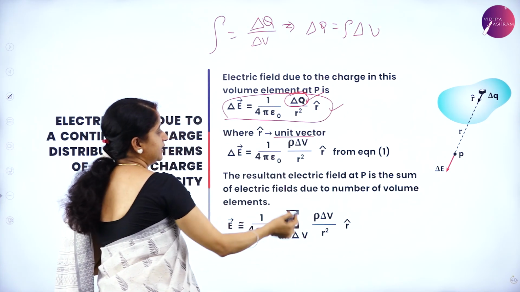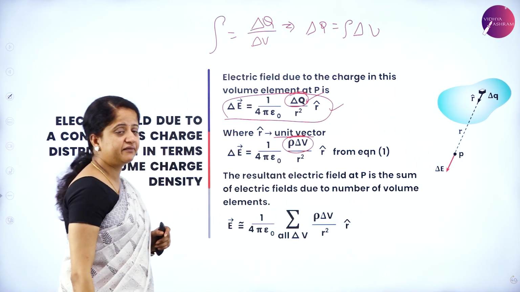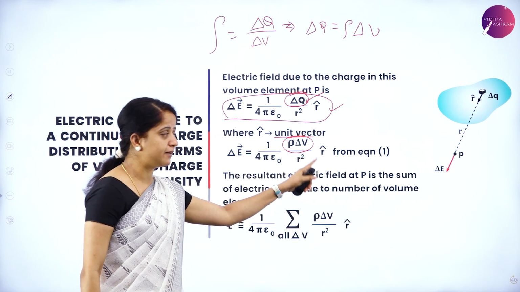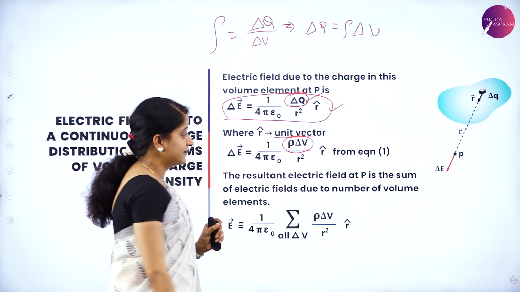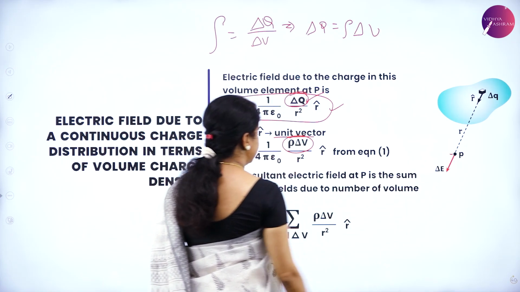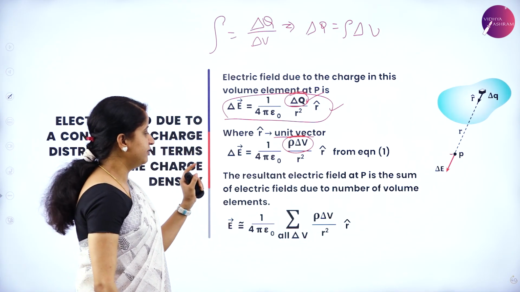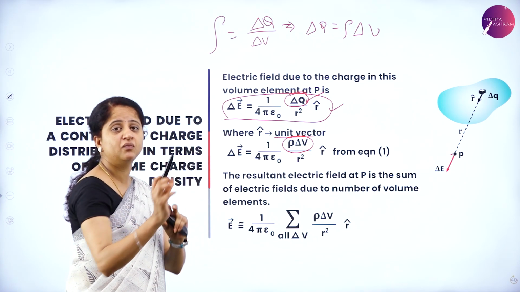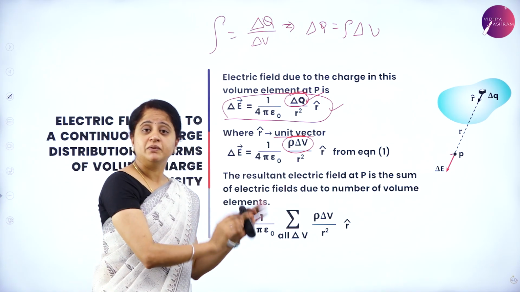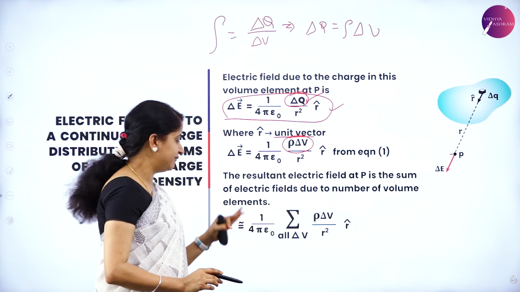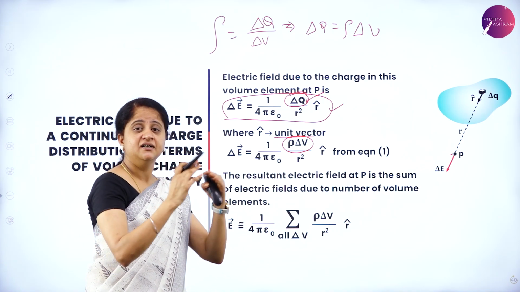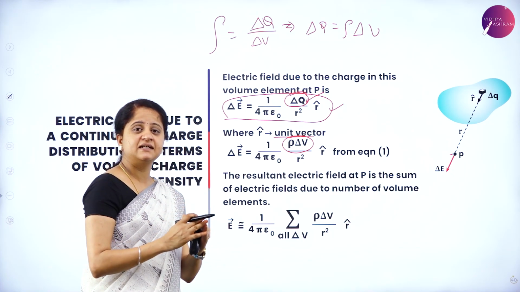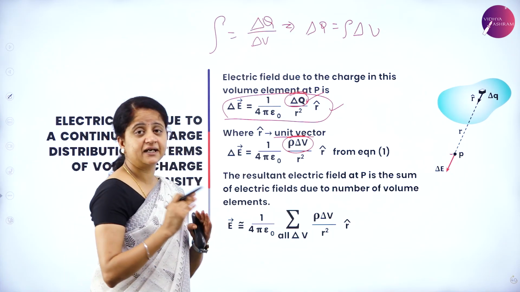So in the place of delta Q, I am substituting rho into delta V divided by R square into R cap, that is from equation 1. Now what is the resultant electric field at this point P? That is the sum of electric fields due to a number of small volume elements. That is from the superposition principle of electric fields we have learnt, and we can just take all the volume elements, and when we sum up all these things, we will get the total resultant electric field.